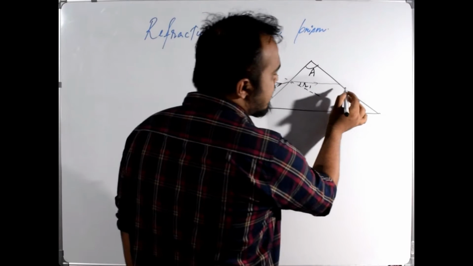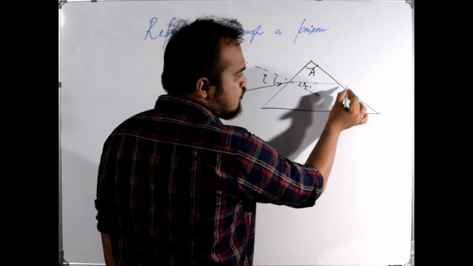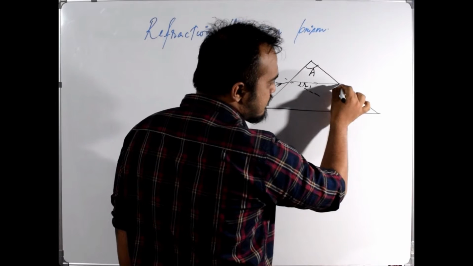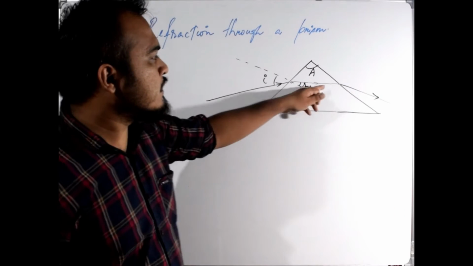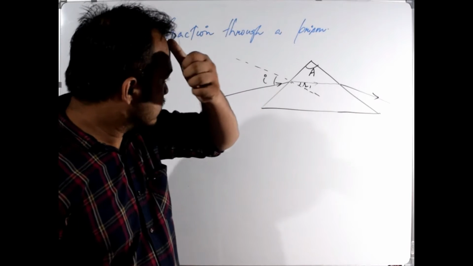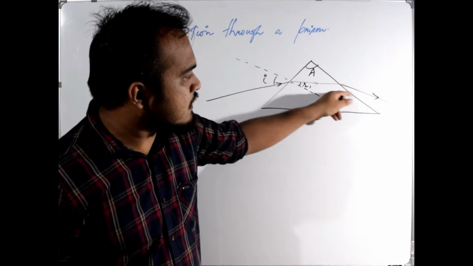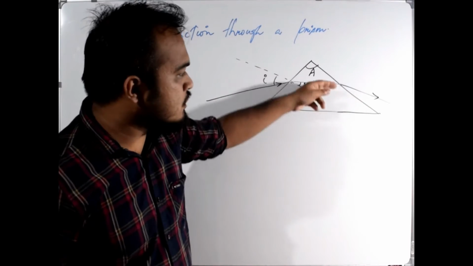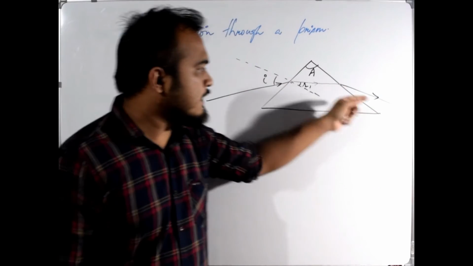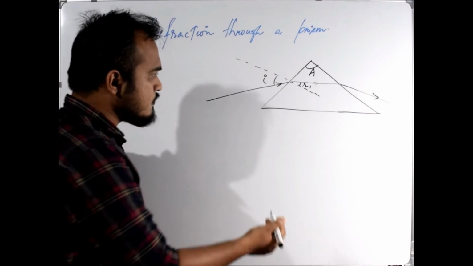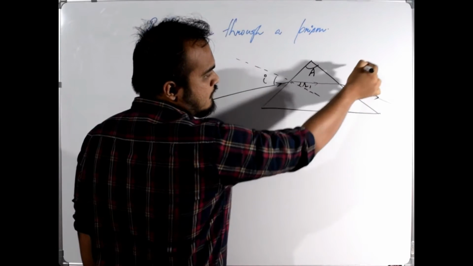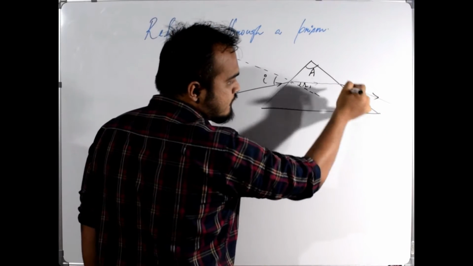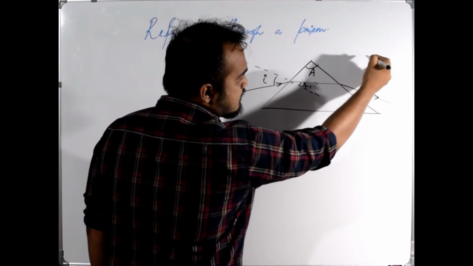This ray, after striking this surface, will undergo another refraction, and it will pass in another direction. It has passed in this way. So let us draw the normal on this surface.